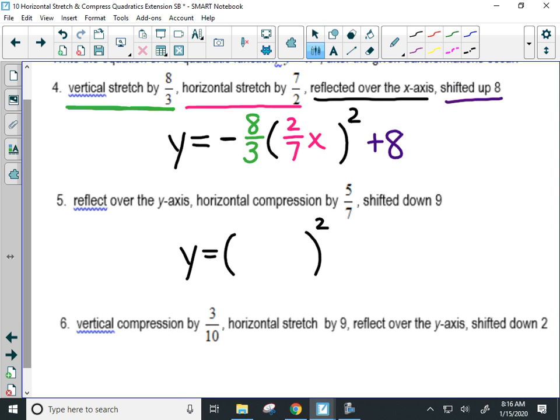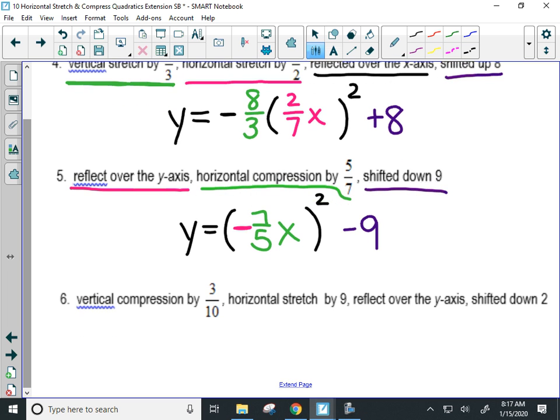Now the first thing that happens is I reflect over the y-axis. That's going to be a minus inside those parentheses. The next thing that happens inside the parentheses is a horizontal compression. Now, just like the stretch up above, for the compression I take the reciprocal of that value and put it in front of the x. The compression is the reciprocal of the 5/7, so 7/5 x. Lastly, if I'm shifting down 9, that goes outside the parentheses on the end.